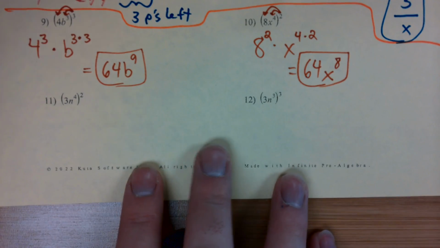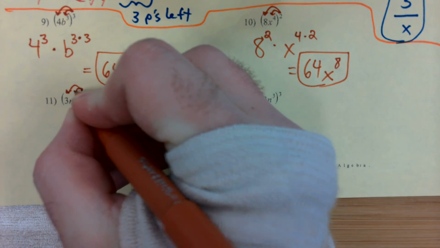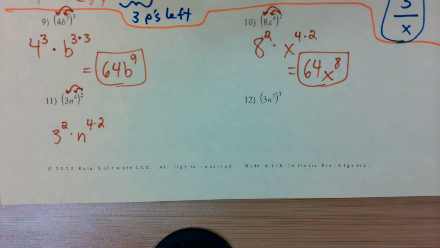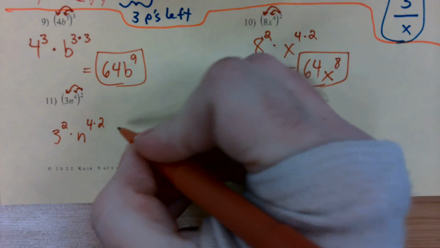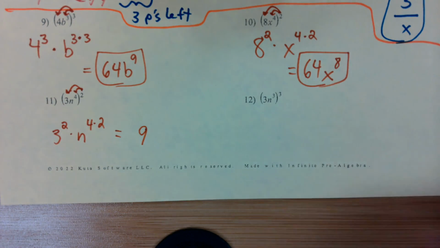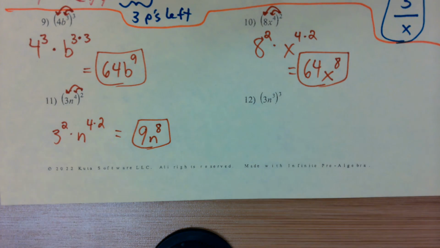You guys are doing awesome so far. Almost done. Distribute this 2 down. 3 squared times n to the 4 times 2. Once you really get going, like you notice the patterns, you start grooving, it'll be real easy, okay? 3 squared gives you 9. N is our variable. 4 times 2 is 8. 9n to the 8th.